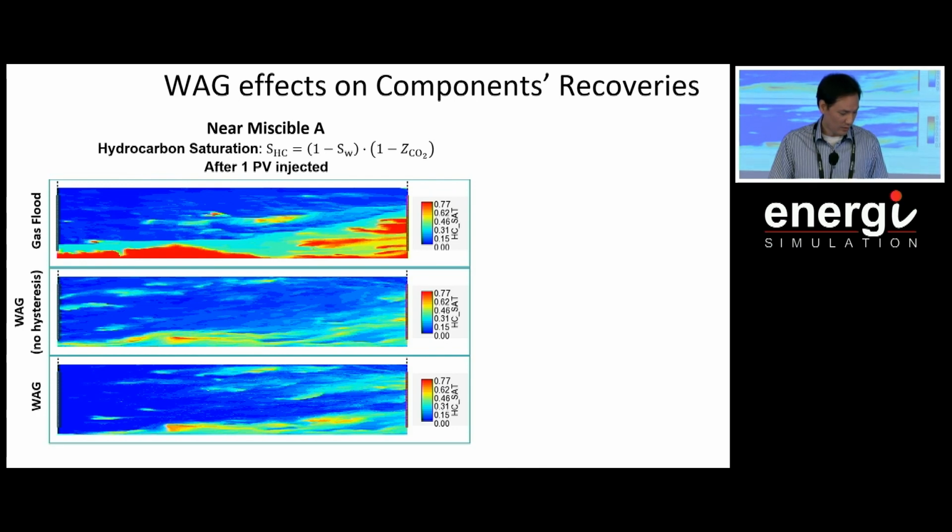And this, as you can see, also in this map here. So in the first slide, for all three cases, I'm showing you what I'm calling hydrocarbon saturation, which is everything not water times everything not CO2. So just to give you an idea of where the remaining oil is in the system, and this is after we inject 1 pore volume. First gas, and see there's a lot of oil left behind on the bottom of the model, and then after we inject water, you remove a lot of that oil.